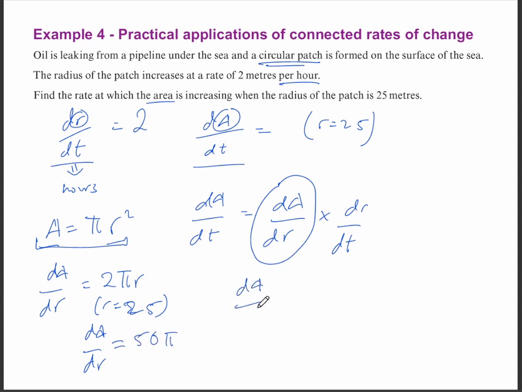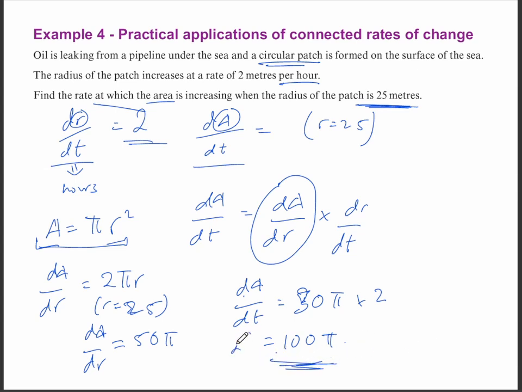Therefore, dA over dt will equal 50 pi multiplied by dr over dt, which we got was 2. This is going to give us 100 pi. Therefore, the rate at which the area is increasing when the radius of the patch is 25 meters is 100 pi meters squared per hour. That's the rate at which the area is going to be increasing, dA over dt.